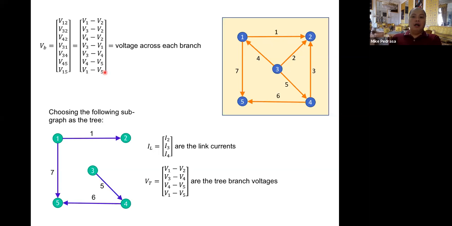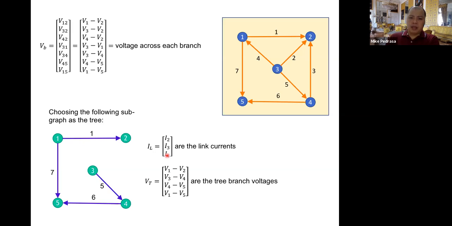Now, for that particular graph, let us choose a tree. So let's choose the same tree. For this tree, the link currents are I2, I3, and I4, because the links are branches 4, 2, and 3. So the currents in those branches are the link currents: I2, I3, and I4.